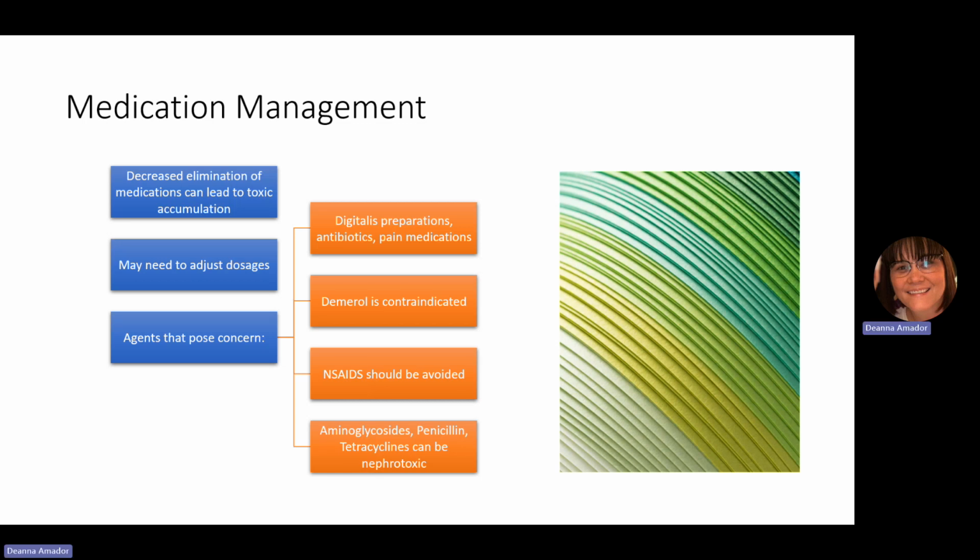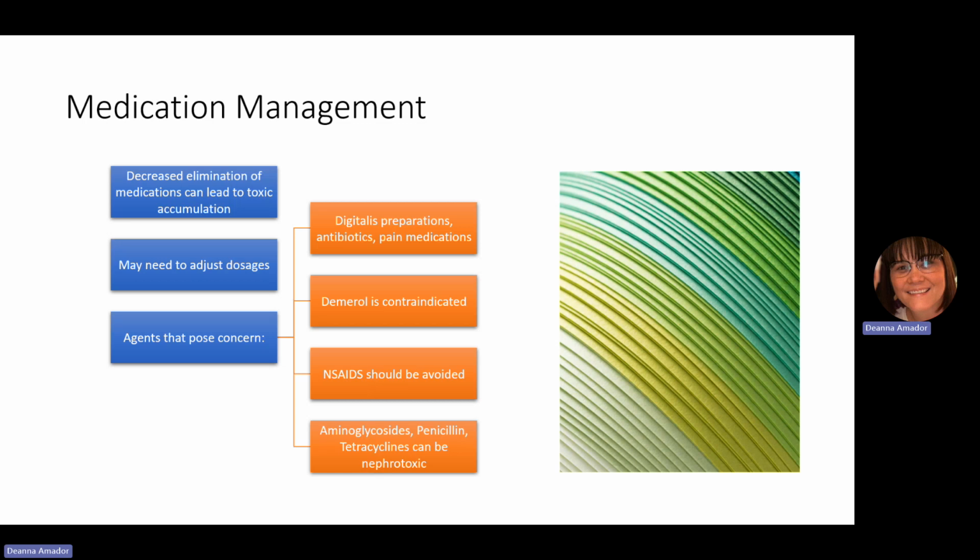Demerol is contraindicated. This is because it is metabolized to something different in the liver, which the kidneys excrete. So if serum levels of Demerol become elevated in chronic kidney patients, they can actually have seizures. They should be avoiding NSAIDs of all sorts.